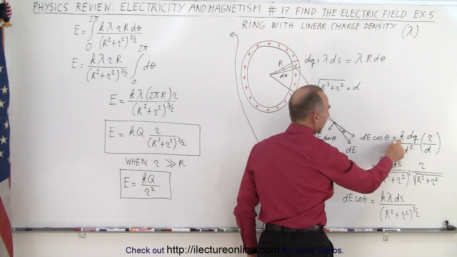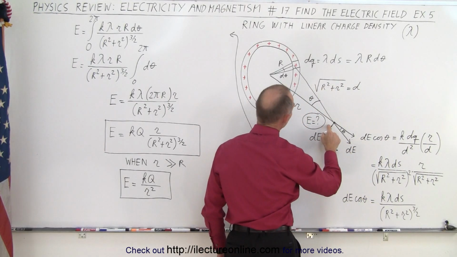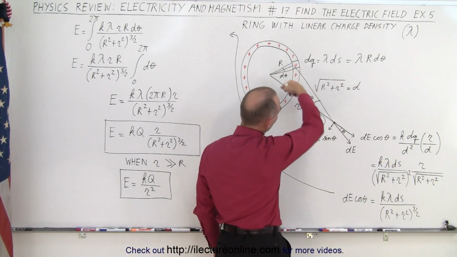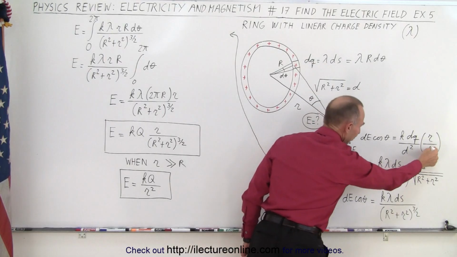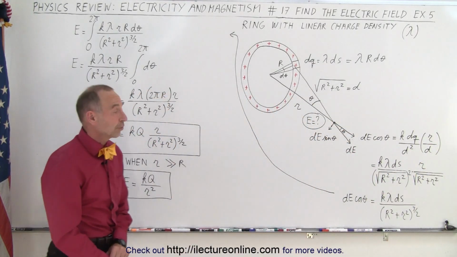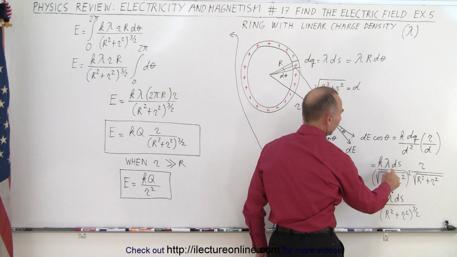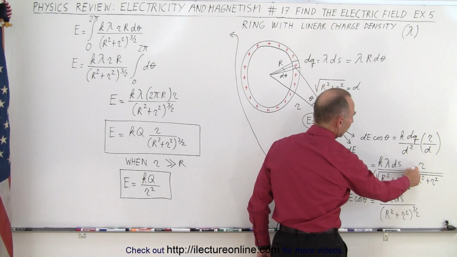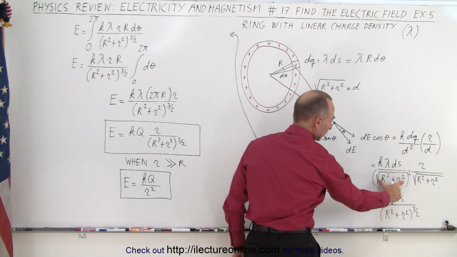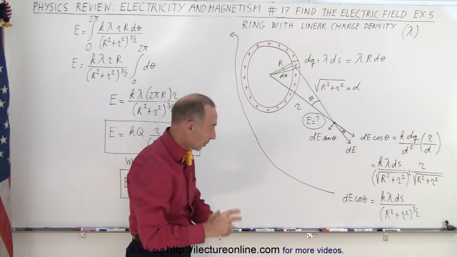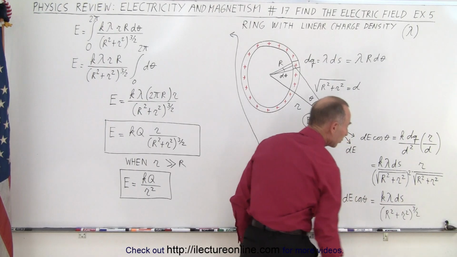So dE is going to be k times the charge dq divided by the distance squared, and the cosine of theta, by definition, is equal to the adjacent side, which is r, over the distance d. That's the ratio, r over d, which is the cosine of theta. Now when we translate that, dq can be written as lambda times ds, which eventually is lambda R d theta. And then r divided by d is r over the square root of R squared plus little r squared, and of course d squared is equal to this quantity squared as well. When we simplify that, we have dE cosine theta is k lambda ds divided by R squared plus little r squared to the 3/2 power.